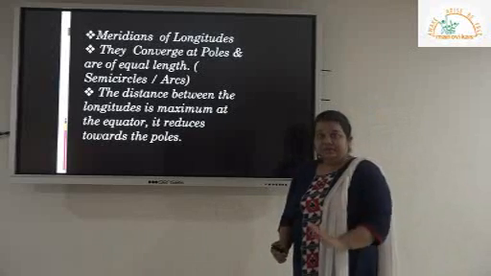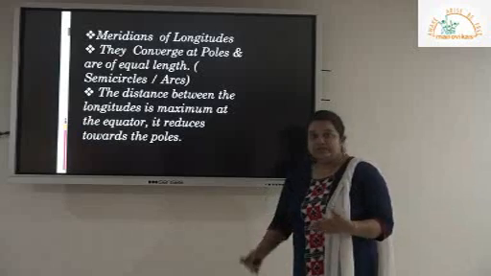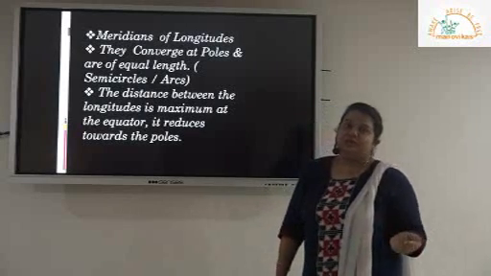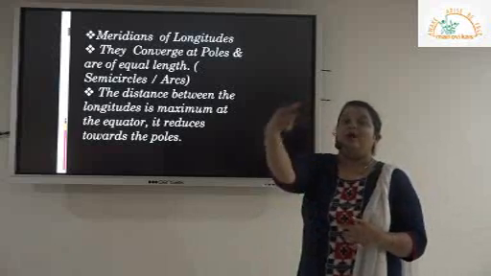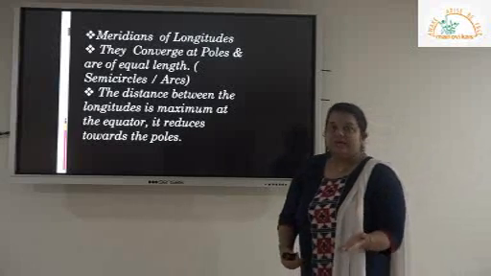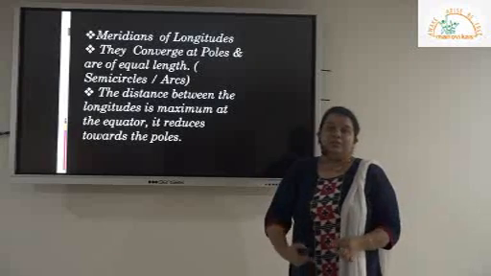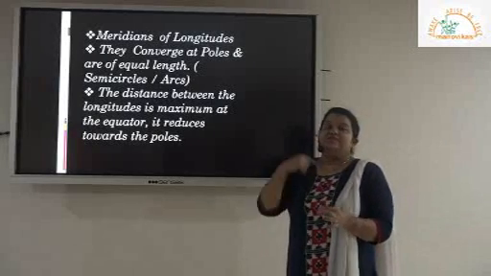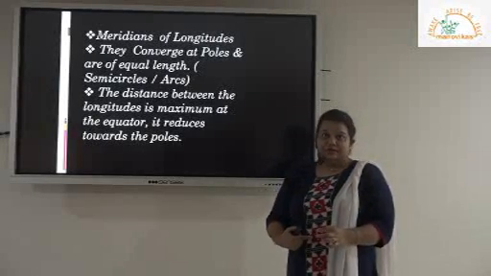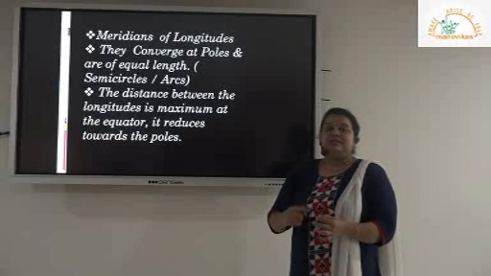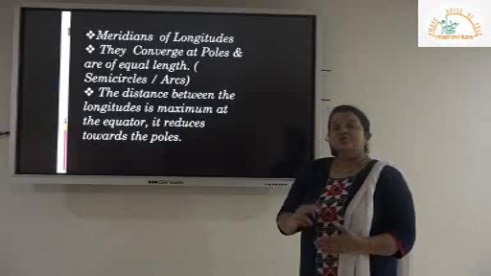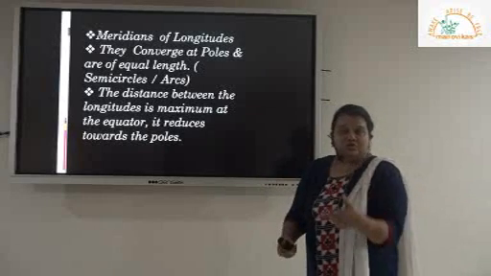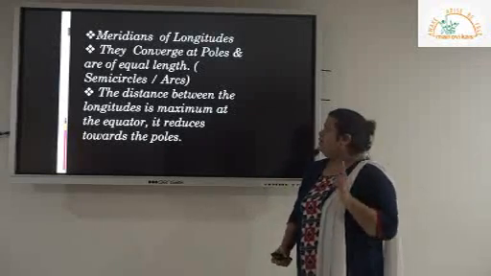Longitudes basically are semicircles and they are also known as arcs. Another important thing to understand about longitude is that every two opposite longitudes make up one great circle. For example, 0 and 180 make up one great circle, 1 degree and 179 make up another great circle, 2 degrees and the opposite longitude make up another great circle. So exactly two opposite longitudes make up one great circle.